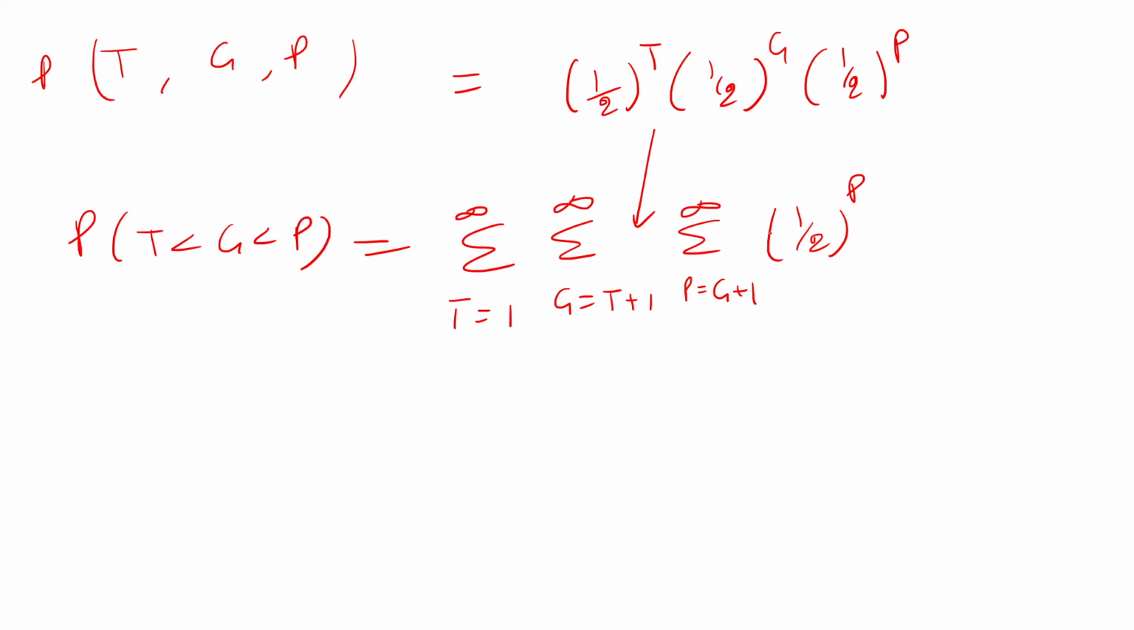So the sum: the first term is 1 by 2 to the power p, and p starts with g plus 1. So this is my a upon 1 minus r. I'm just adding to infinity. For the next term, I'm just increasing the power by 1. So 1 minus 1 by 2, so 2. This is what I'm getting.